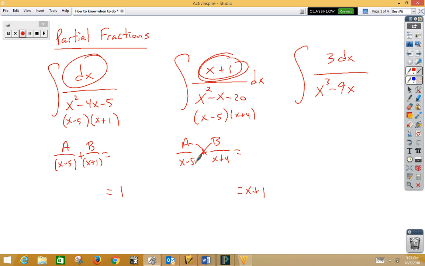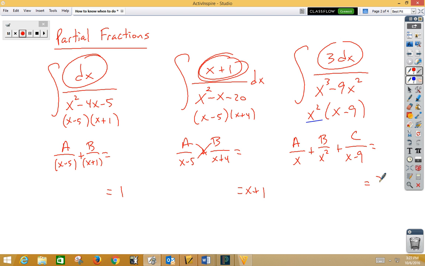In our third example, and this should be a square, if we factor out an x squared and we get an x minus 9, we have a repeated root. So remember, with a repeated root, we have to break that down as a over x plus b over x squared plus c over x minus 9 equal to our original problem. Make a common denominator, set it equal to the top, in this case 3, and then finish the problem.